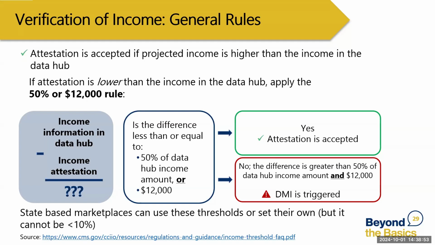So for healthcare.gov, and this is optional for state-based marketplaces, the criteria that they use is that the difference between these two amounts has to be more than $12,000 and more than 50% of the income in the data hub. If it meets those criteria, then it will trigger a data matching issue that a person has to resolve by submitting additional documentation.